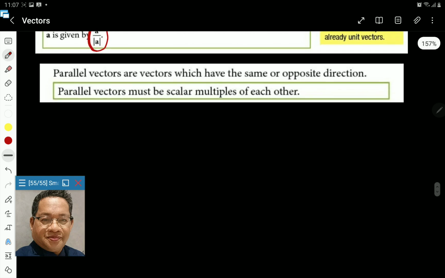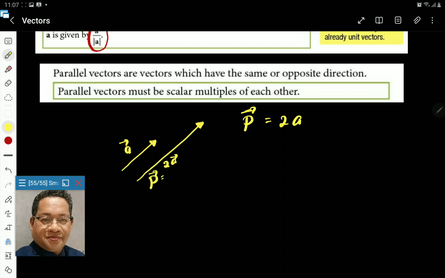And we have what we know as parallel vectors. What do you mean by parallel vectors? So let's say that this is my vector A, and then I have another vector which is 2 times its length, 2A. So these vectors are parallel with each other. So let's say that this is vector P. Okay, vector P is equal to 2 times vector A. So therefore we can say that this vector P is parallel to vector A.